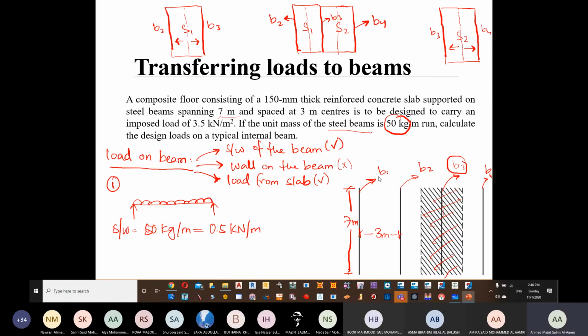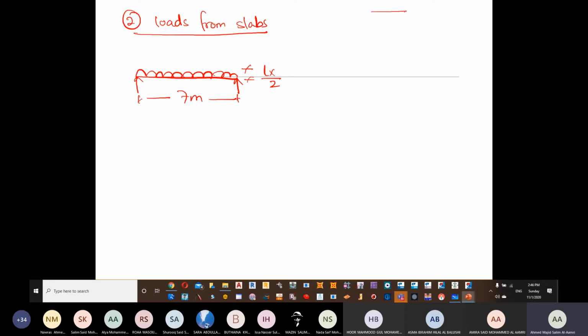Now if you go and see your slabs, if we see our problem, the slabs are actually 7 meter into 3 meter. So what is my short? My short is 3 meter. So this is going to be 3 divided by 2, that's going to be 1.5 meter. Are we okay?